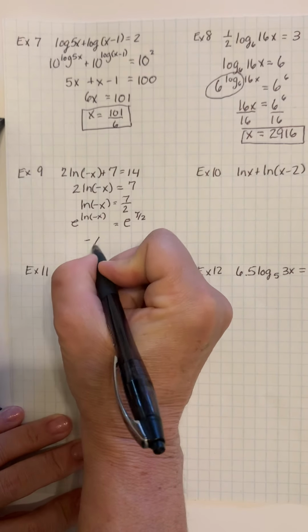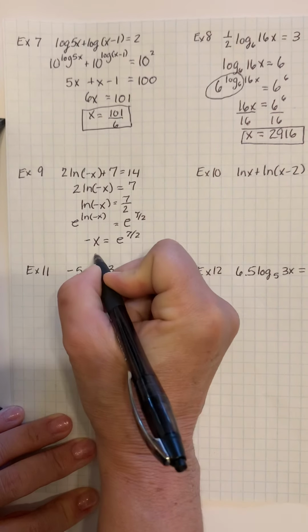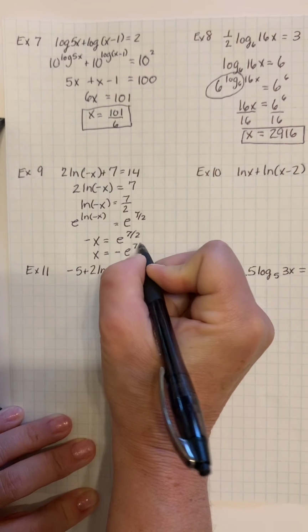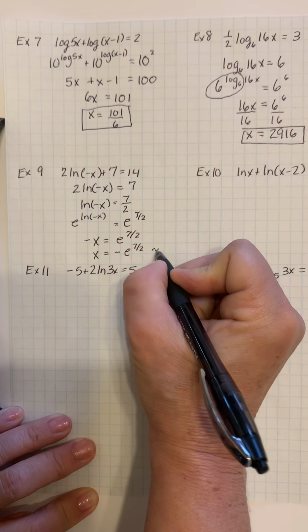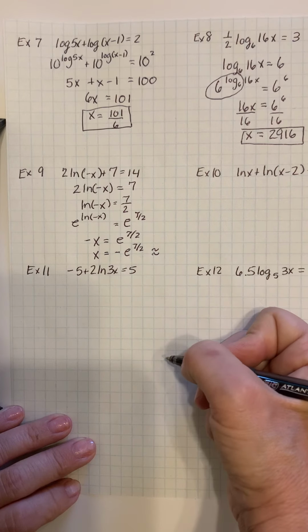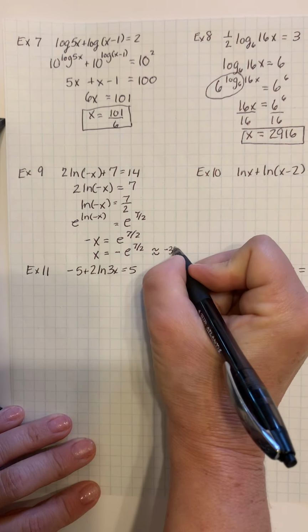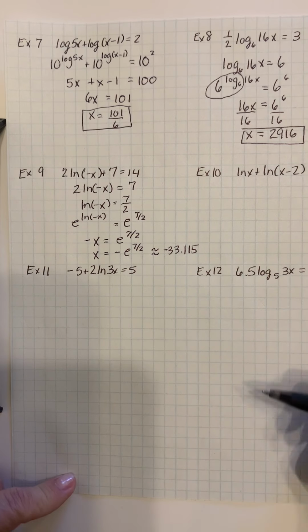We get the opposite of x is equal to e to the 7/2, or x is equal to the opposite of e to the 7/2, which is approximately negative 33.115, taken out to 3 decimal places.